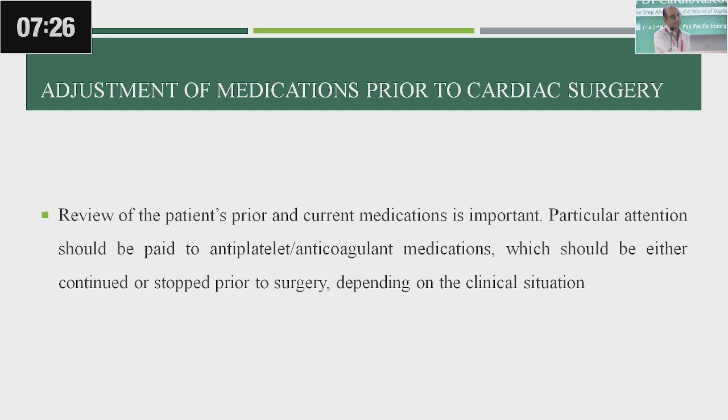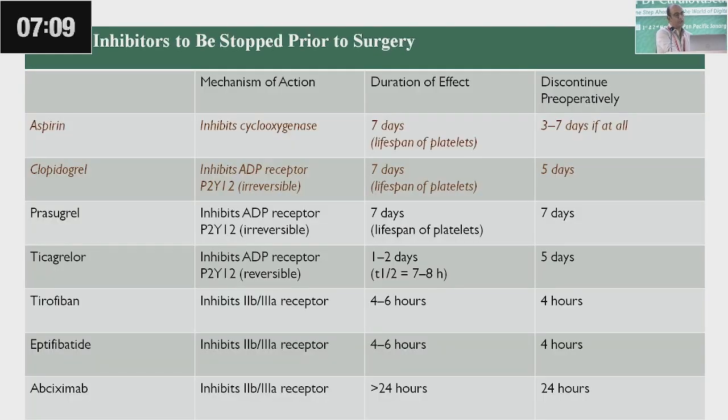Review of the patient's prior and current medication is important. Particular attention should be paid to antiplatelet and anticoagulant medication, which should be either continued or stopped prior to surgery, depending on the clinical situation. These are the antiplatelets we usually use: aspirin, clopidogrel, prasugrel, ticagrelor. We usually stop them 3 to 7 days before elective surgery.